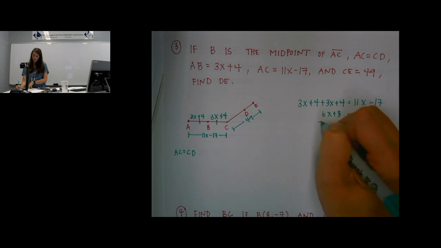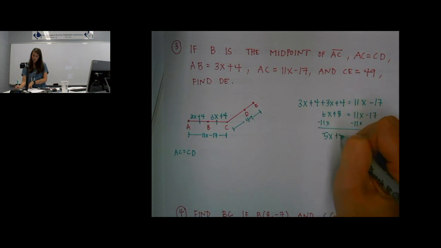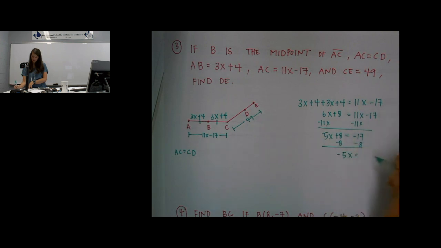Subtract the 11. So I'm going to get a negative 5x. Subtract your 8. So you're going to get a negative 5x is equal to a negative 25. So x is going to be equal to a 5. Okay?